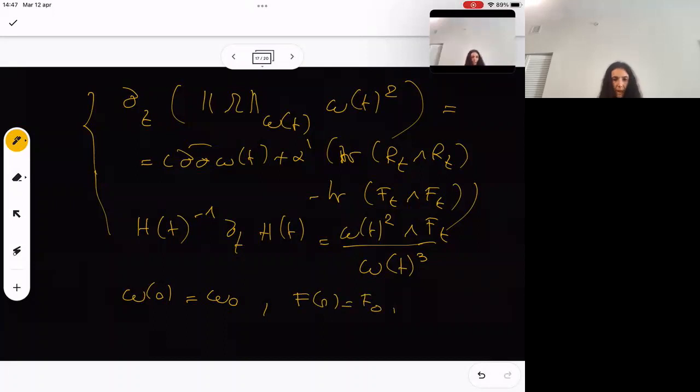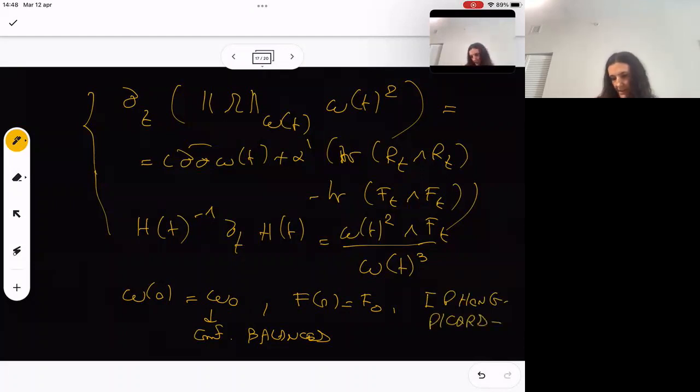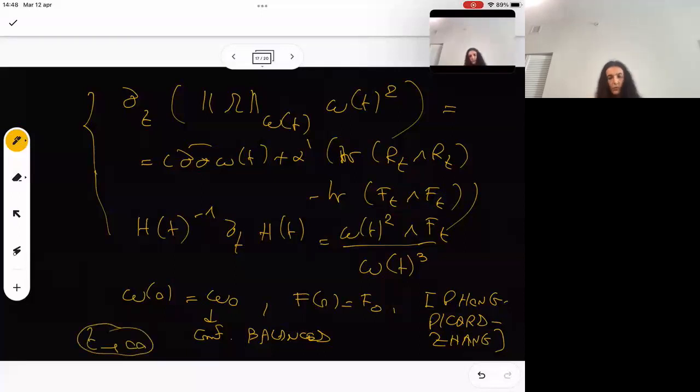Okay. The important thing here is that if it is conformally balanced, then the flow preserves the conformally balanced condition. And this is due to Fong, Picard, and Zhang. And the nice thing here is that in the compact case, they show short time existence and uniqueness. And the limit for t goes to infinity gives a solution for the whole Strominger system. In particular, they found, let's say, a new proof of the solution by Fu and Yau.